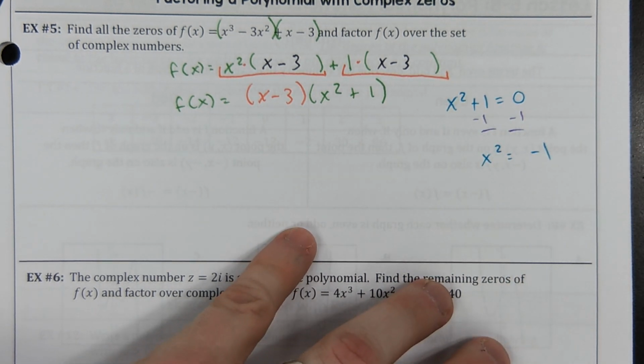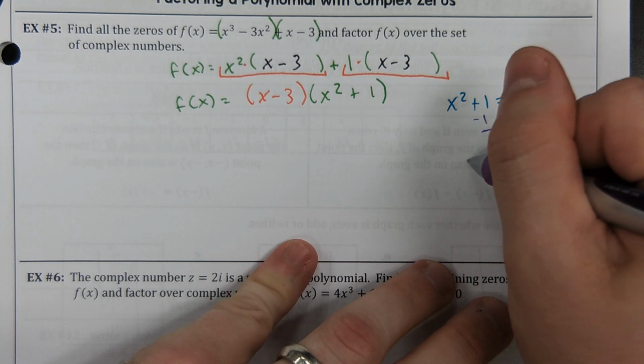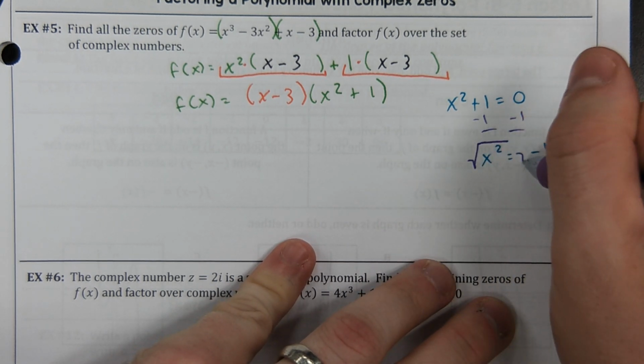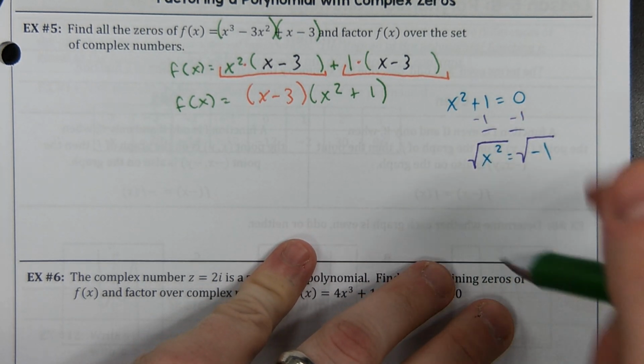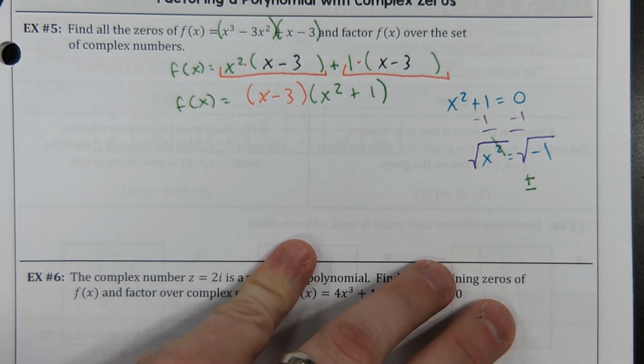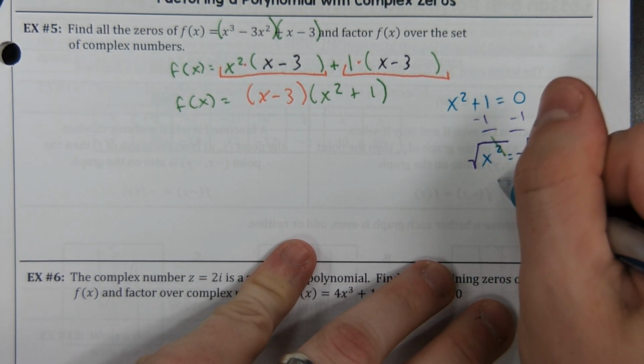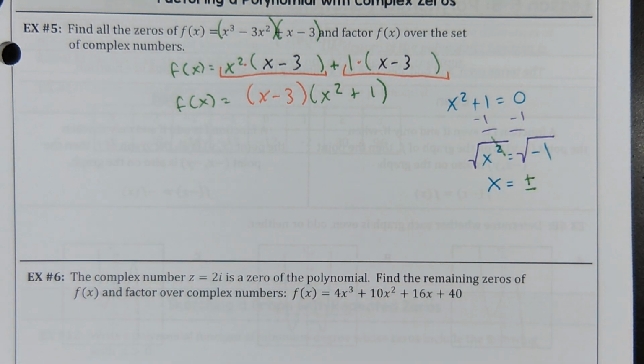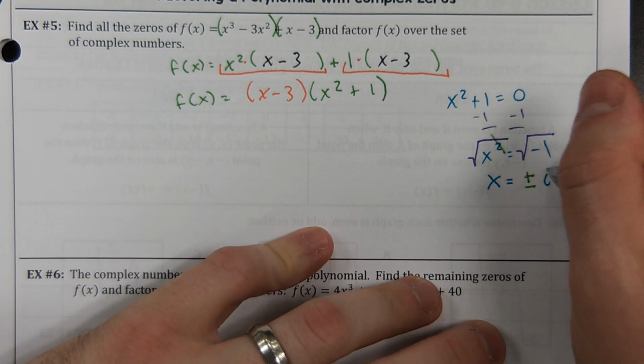And then cancel your square with a square root, never forgetting that if you cancel a square with the square root, it creates a plus or minus. So x equals plus or minus the square root of -1. And what is the square root of -1, class? I. There it is.